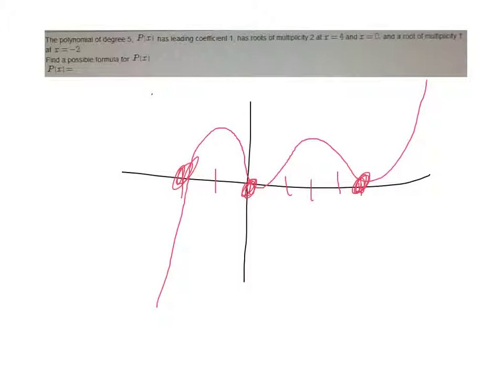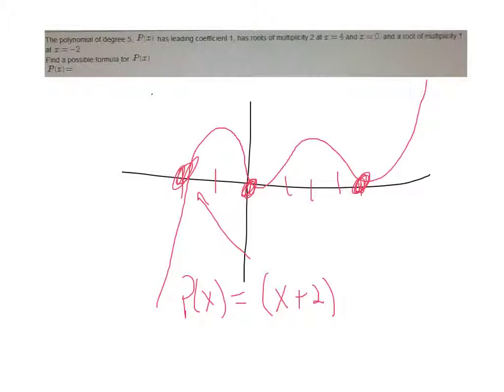They aren't telling me any other points. So this is the graph of it, or a graph of a function that satisfies that. So we'll write p of x equals my x plus 2. Take care of that factor.